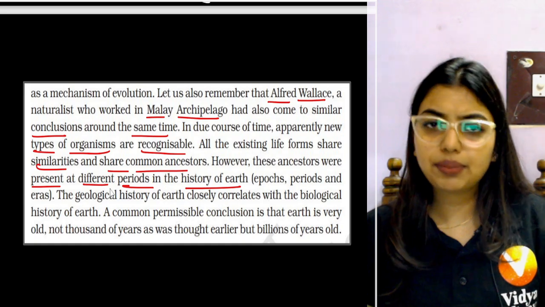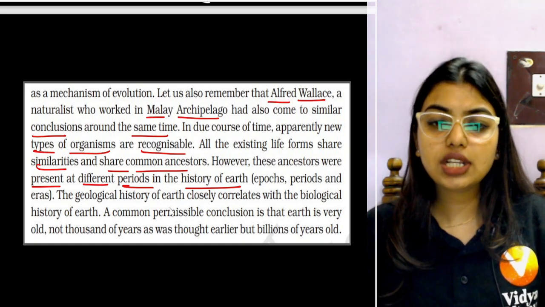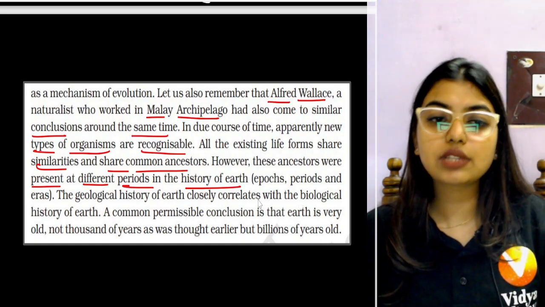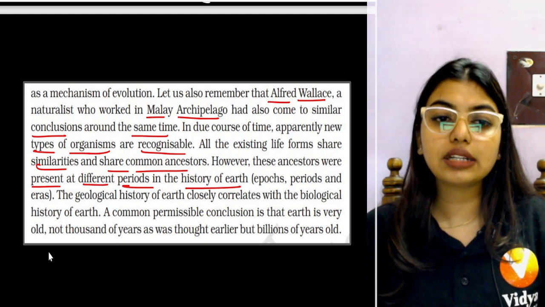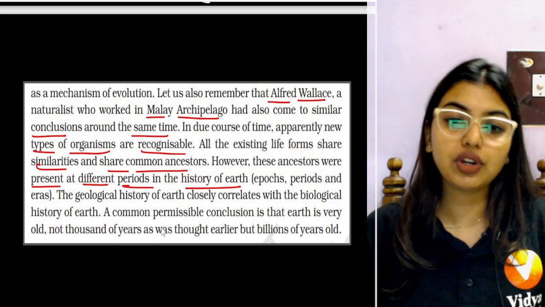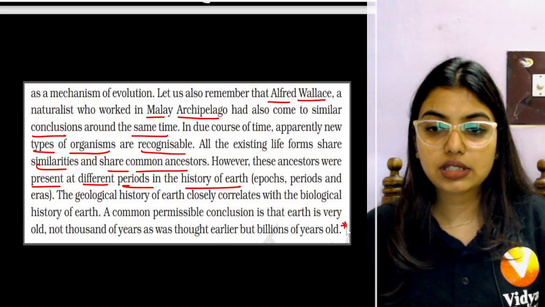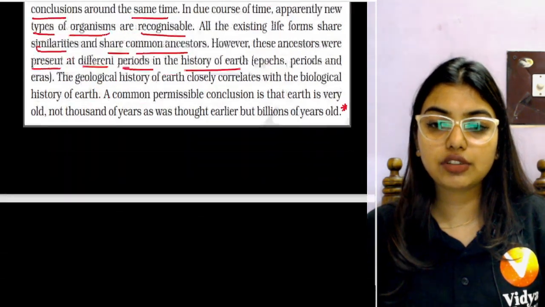The periods you do not have to know. The geological history of Earth closely correlates with the biological history of Earth. A common conclusion is that Earth is very old, not thousands of years. That was told before. This is the rebuttal to the theory of special creation.